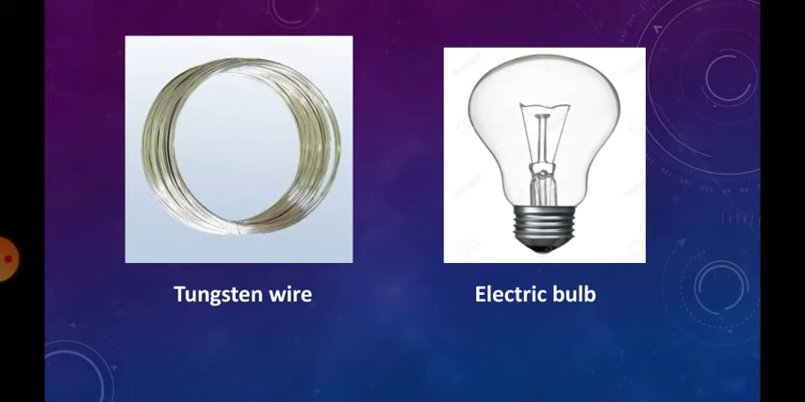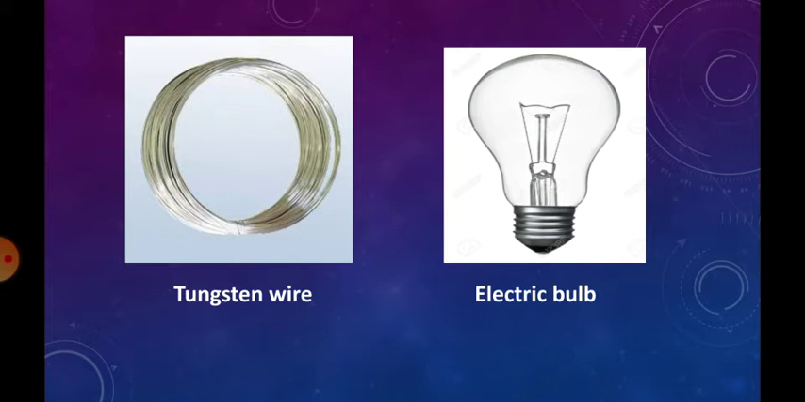Tungsten has a peculiar quality or character, you can say, that it is a metal which has the highest melting point among all the metals. Its melting point is nearly around 3400 degrees Celsius. Inside the electric bulb there is a solenoid coil of the tungsten wire, which is also called a filament.